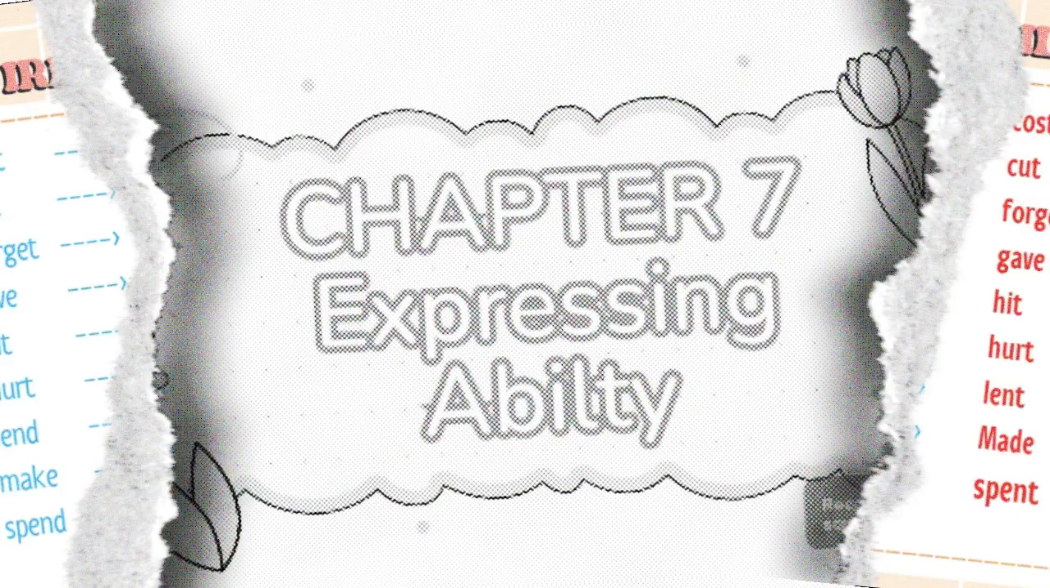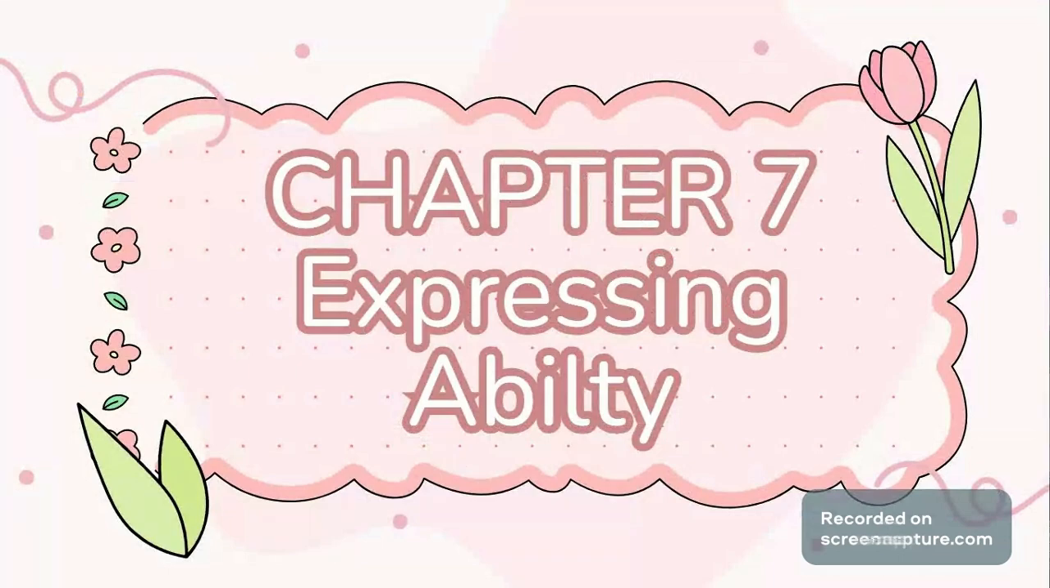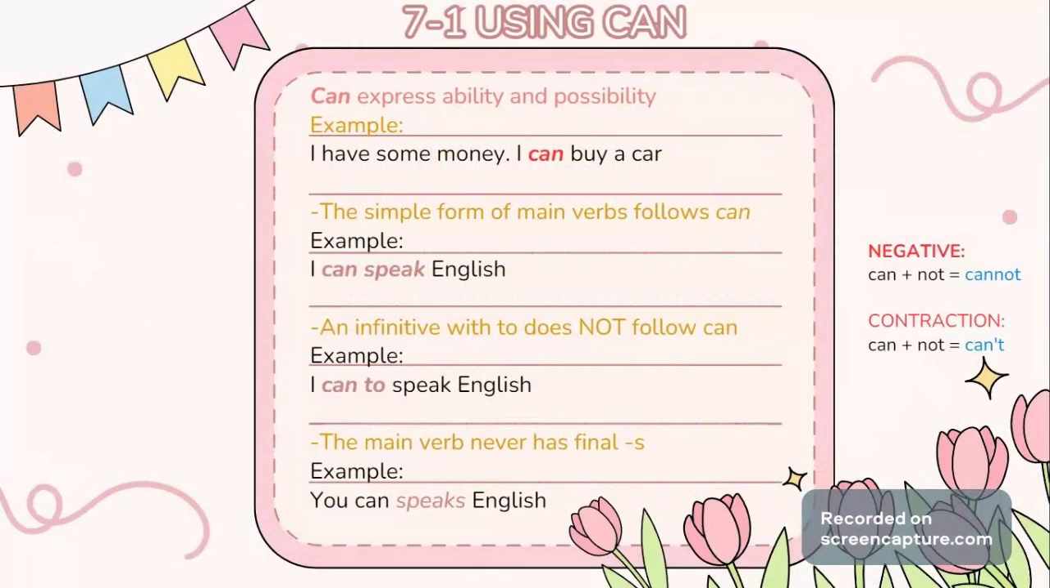Okay, next is chapter 7, expressing ability. Using can. Can expresses ability and possibility. Example: I have some money, I can buy a car. That is a possibility.